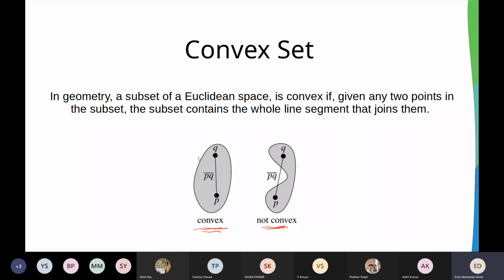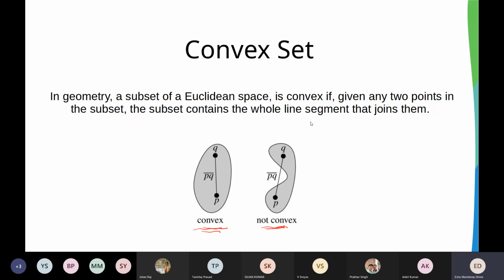This is a convex set, the left one. Look at the right one. You choose two random points in the set, say P and Q, and you join them. Now some part of the line is not inside the set, so this set is not a convex set. So you understood what a convex and not convex set is, right? Yes. Cool. If you have any question, you can ask. This is simple anyway.